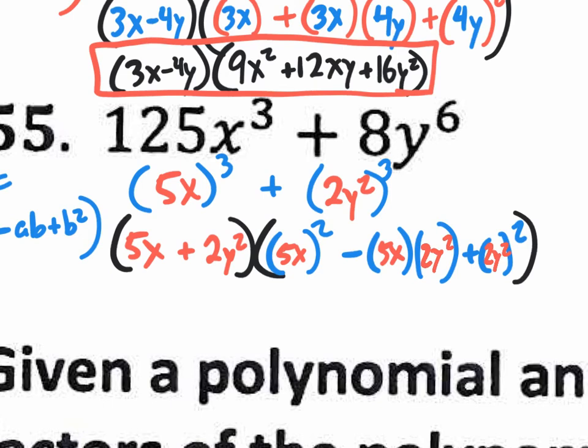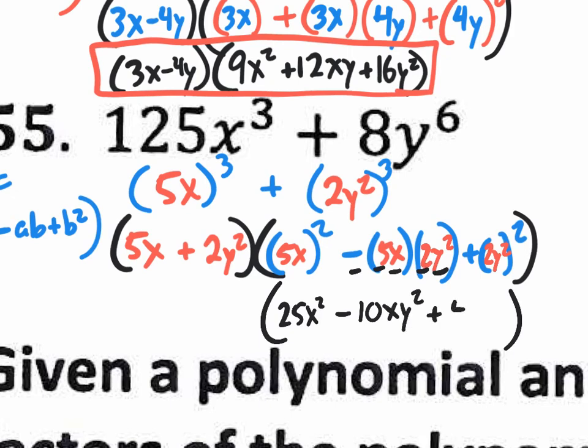And let's simplify the trinomial here. So 5x times 5x is 25x squared. Negative 5 times 2 is negative 10. X times y squared is xy squared. And at the very end we have plus 2 squared is 4. Y squared squared, power to a power, multiply, you have y squared. So there's your trinomial. The binomial stays the same.